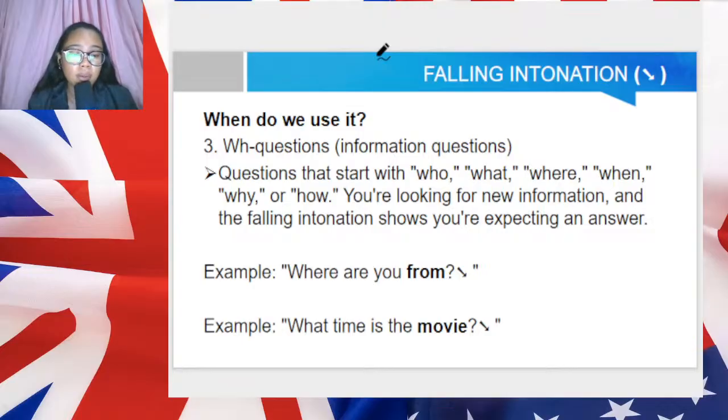The key thing about these questions is that you are looking for new information, and the falling intonation shows you are expecting an answer. So your voice typically starts high on the WH word and then drops steadily by the end of the question.